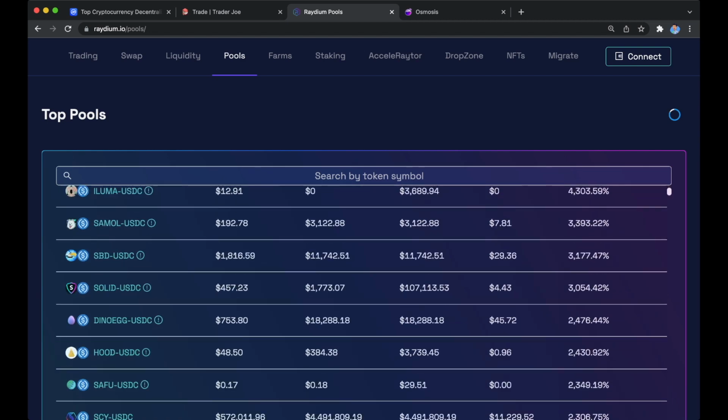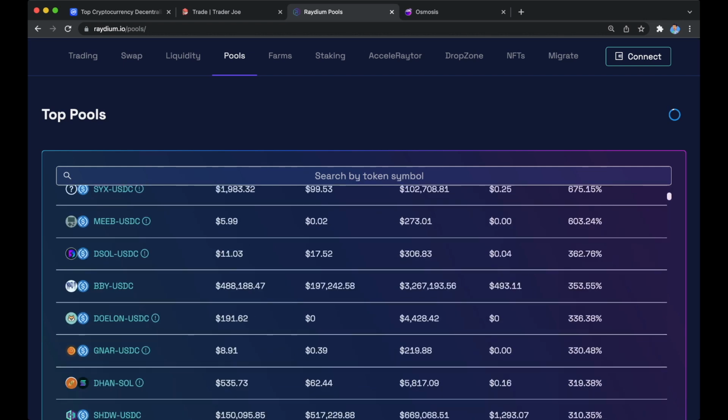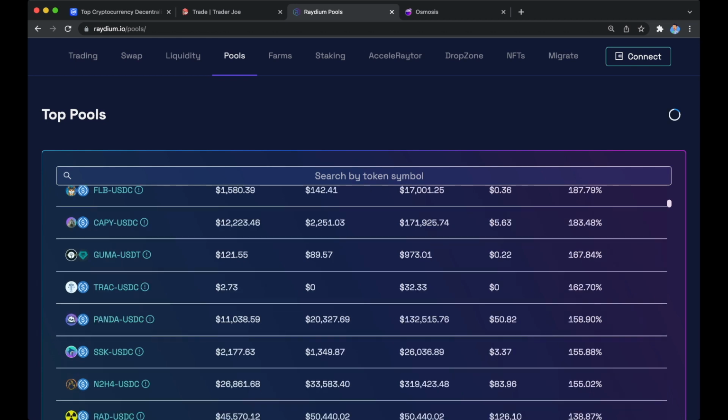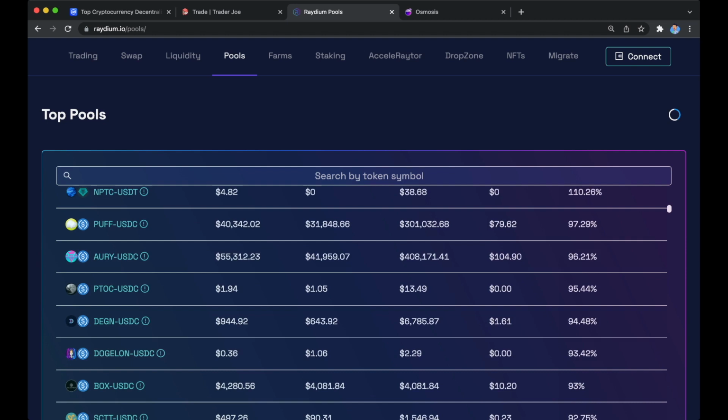I would stay away from some of these that are in the thousands of percentage. I would gravitate towards something in the 100 to 500% range, which tends to be more stabilized. So something like this Panda USDC pair, which would net you 158% APR, or this Doge Elon USDC pair, which would net you 93% APR.